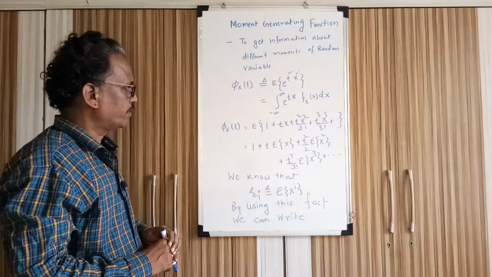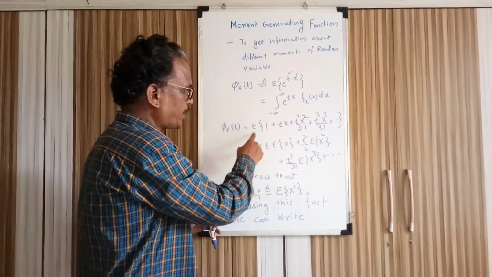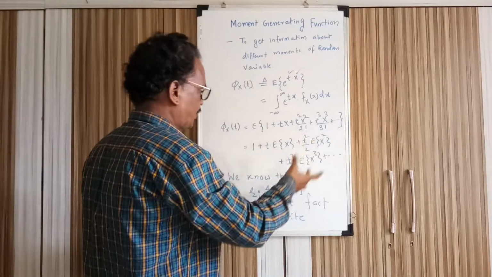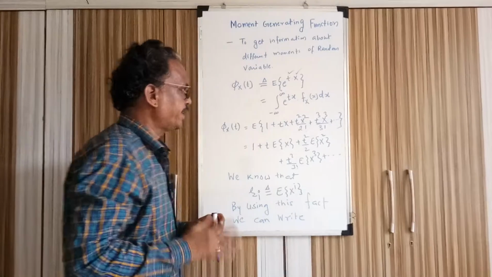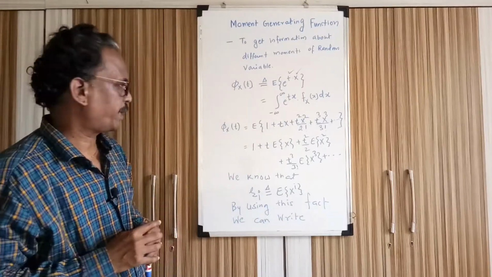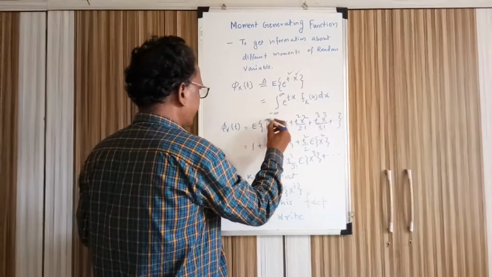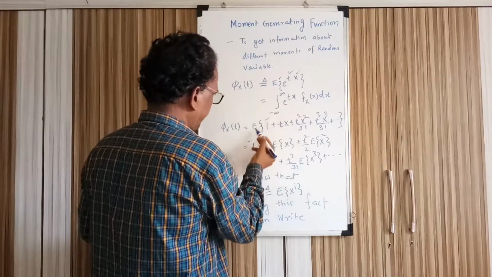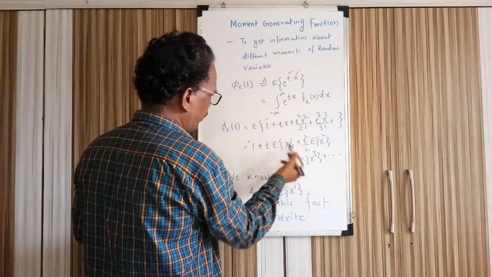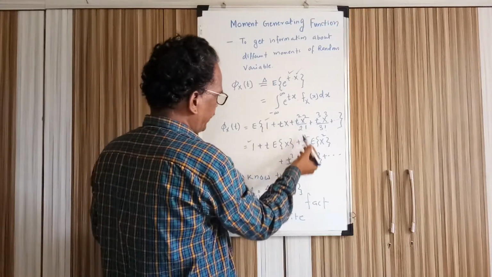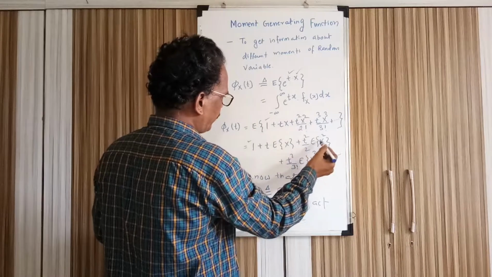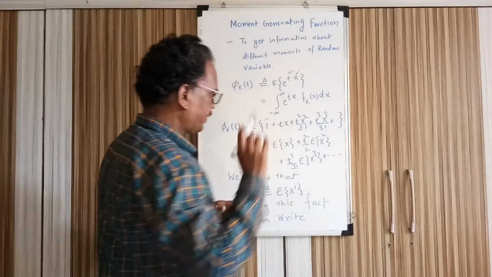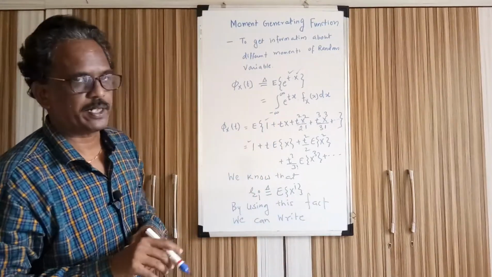Now use the expectation operator. Expectation is a linear operator, right? It operates on individual terms, since it is an addition of terms. Since one is a constant value, the expectation of a constant is the constant. T is deterministic, so t is pulled out. Expected value of tx is t times expected value of x. Then t square by factorial 2 is taken out, expected value of x square. T cube by factorial 3, expected value of x cube, and so on. It is an infinite series, so we have infinite terms.